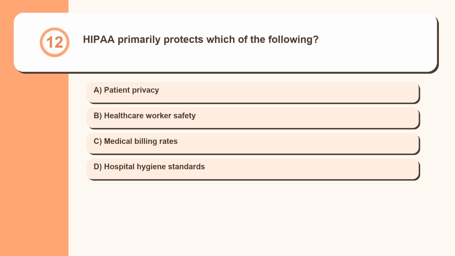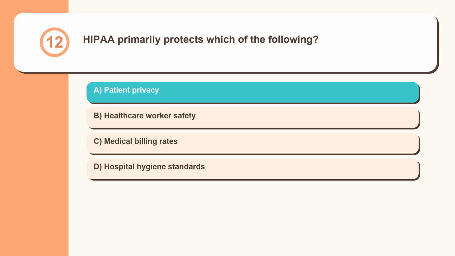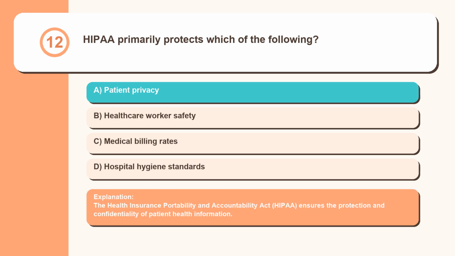Question 12. HIPAA primarily protects which of the following? Patient privacy, healthcare worker safety, medical billing rates, hospital hygiene standards. The Health Insurance Portability and Accountability Act, HIPAA, ensures the protection and confidentiality of patient health information.